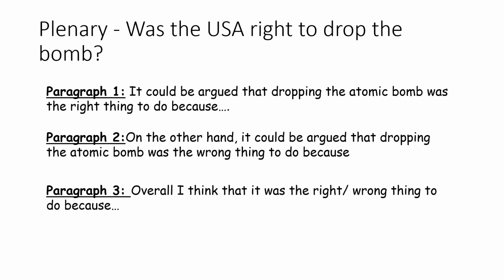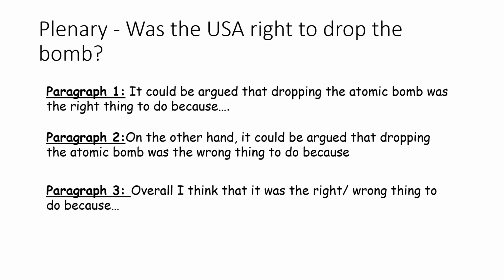Paragraph 2, on the other hand, it could be argued that dropping the atomic bomb is the wrong thing to do because. There you would be looking into your table at the against section, pick out the evidence which you think is most convincing and explain why it's against dropping the bomb. So there are going to be two really good paragraphs there, guys, where we're explaining our evidence.